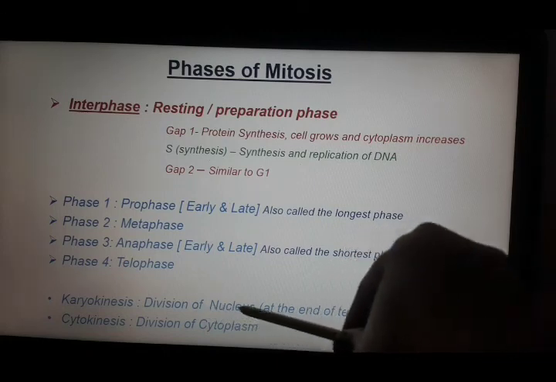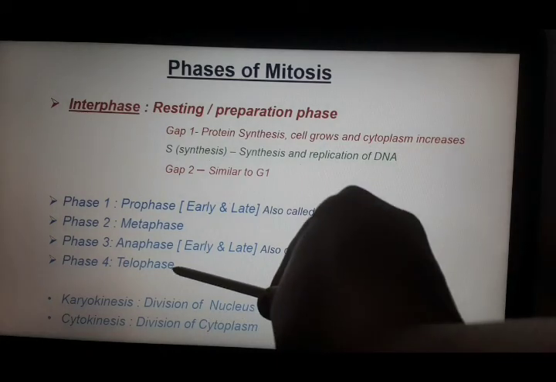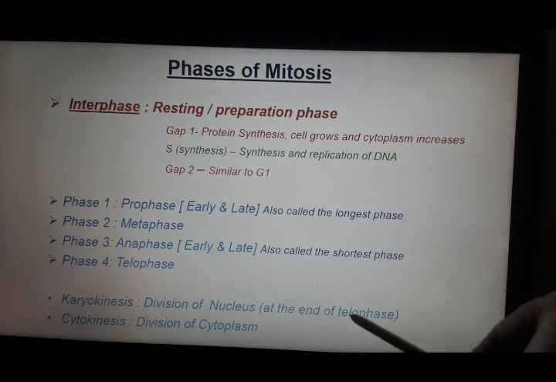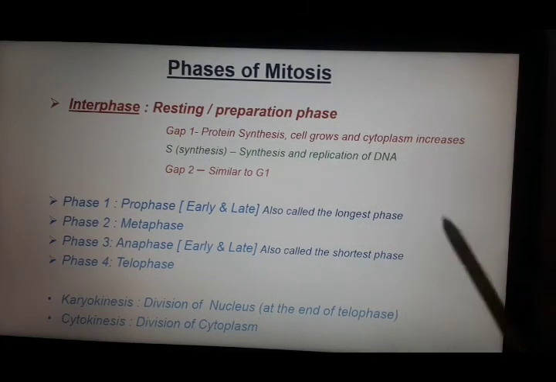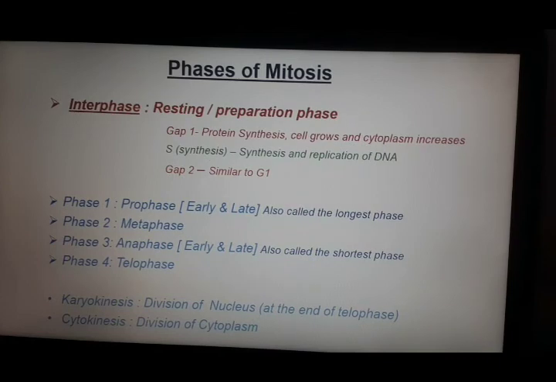Understand that karyokinesis starts when the last phase, that is telophase, is about to end. Please go through this page seriously. This is very, very important with respect to boards. I'm moving further.